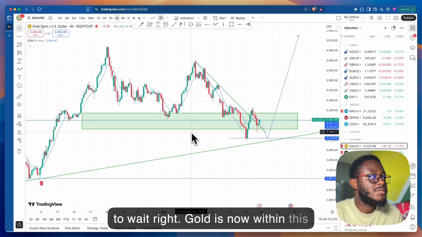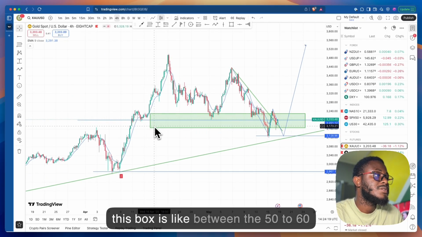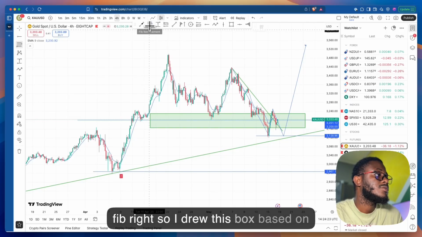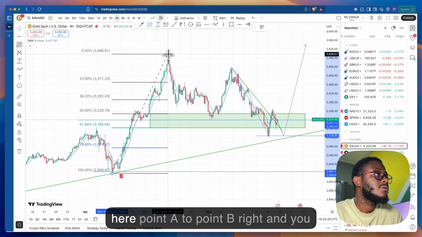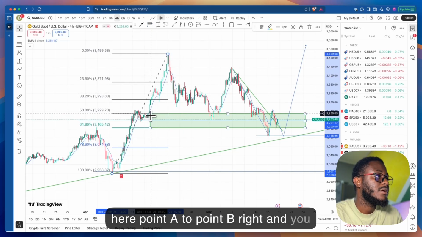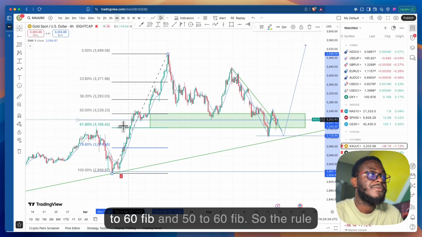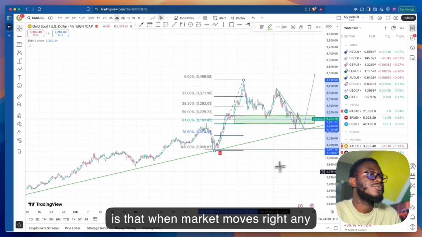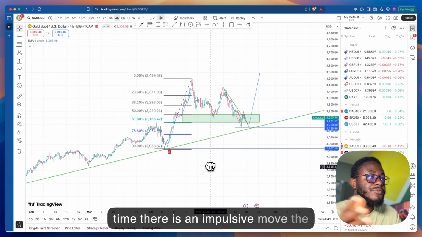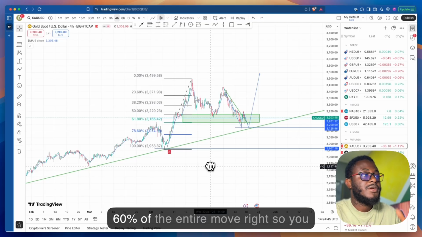Gold is now within this box, and this box is very dangerous. This box is between the 50 to 60 fib. So I drew this box based on the Fibonacci tool. I just took it from point A to point B, and you can see this box is within the 50 to 60 fib. So the rule is that anytime there's an impulsive move, the market is going to retrace up to 50 to 60% of the entire move.